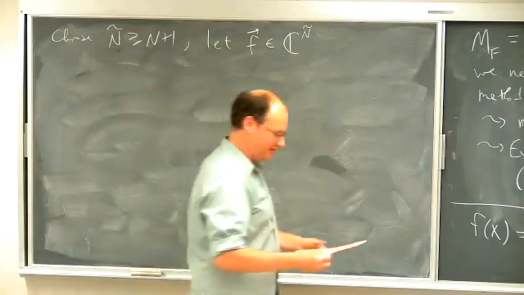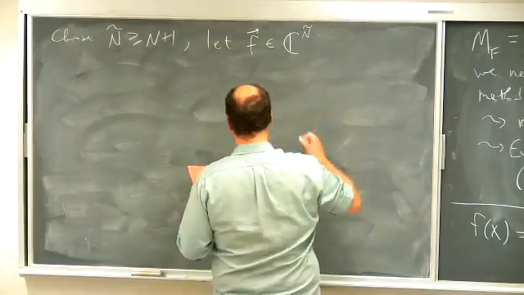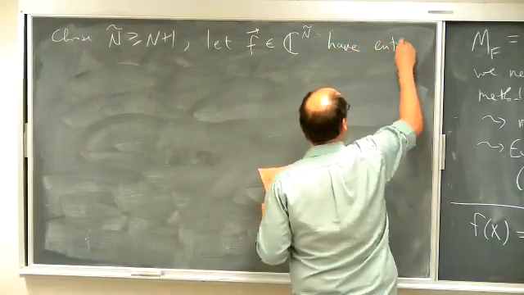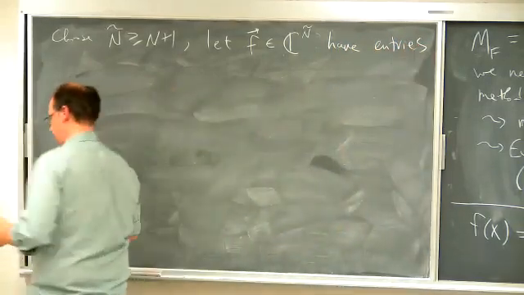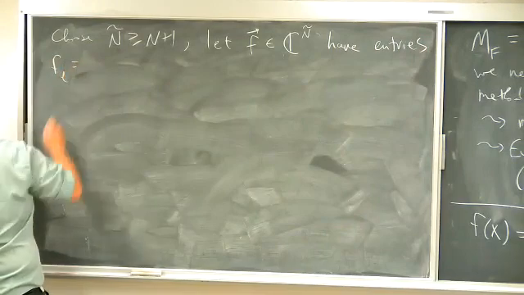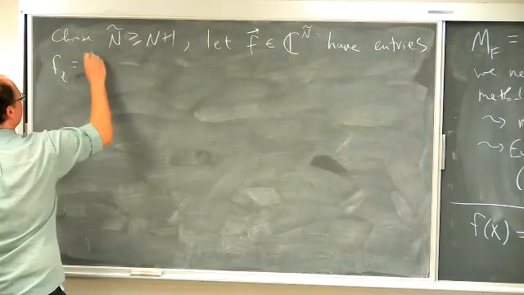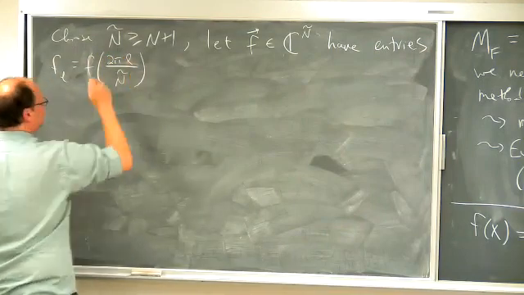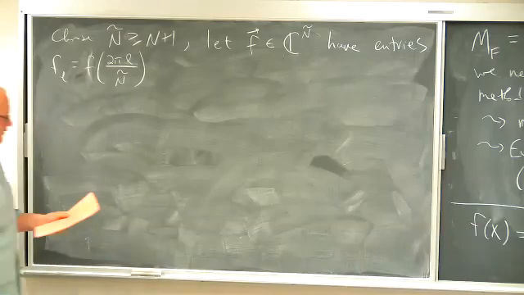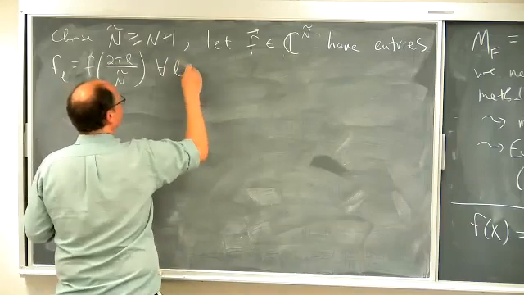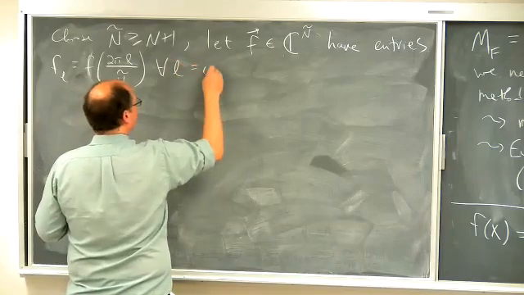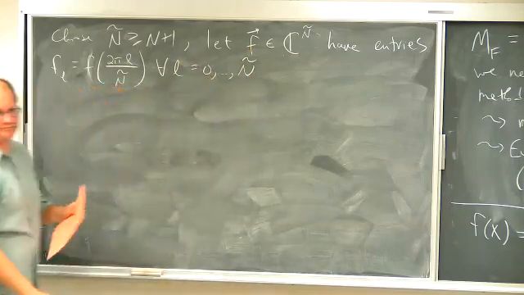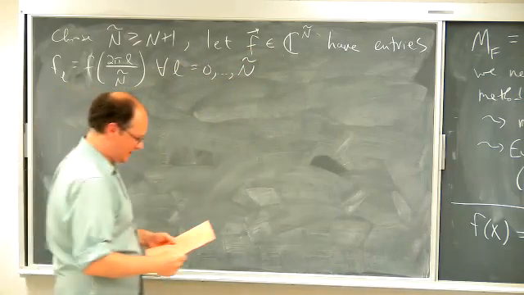So I'm just going to take equally spaced samples and stick them as entries into this vector. So the lth entry will be my function f sampled at a multiple of 2 pi over n tilde. And I can certainly do this for all l equal to 0 to n tilde. Okay, great.